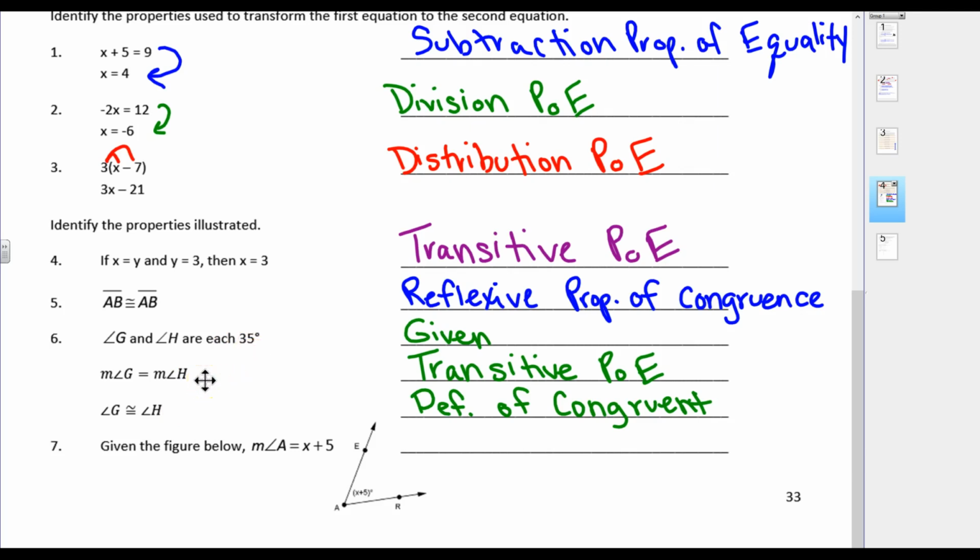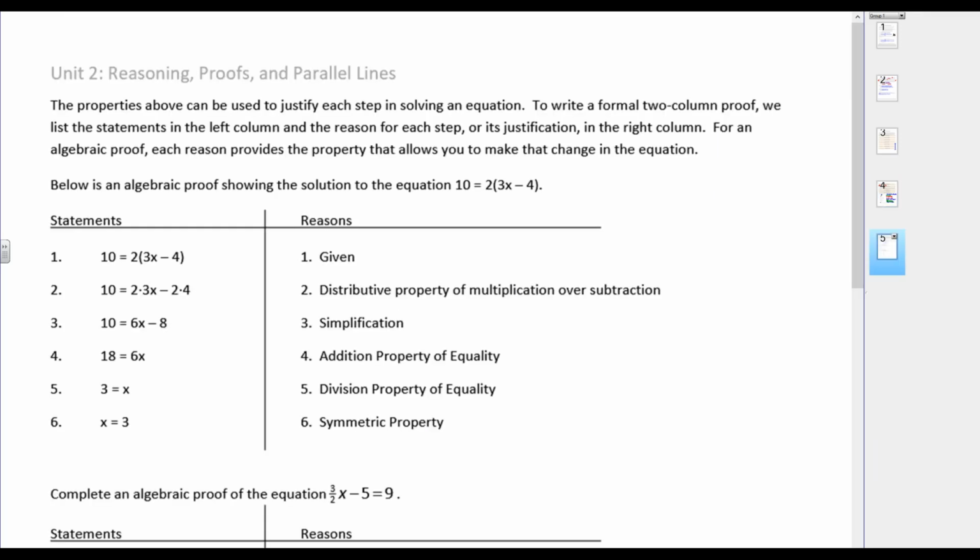All right, now, number 7, given the figure below, the measure of angle A is x plus 5 degrees. Guys, whenever you see the word given or you've got a picture, we're going to say that that's just given in the diagram. Given in diagram. So not really a property of equality or a property of congruence, just something that you're given. So now let's actually start applying this stuff.